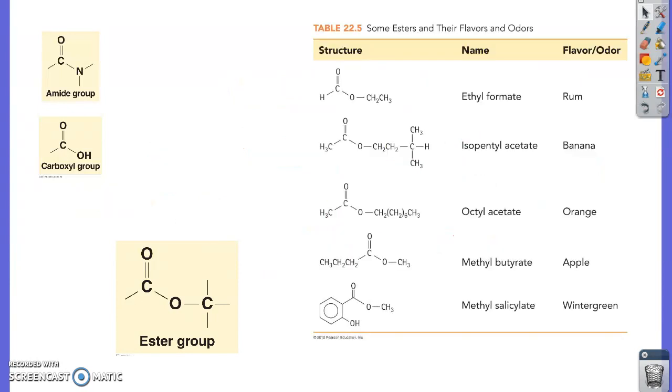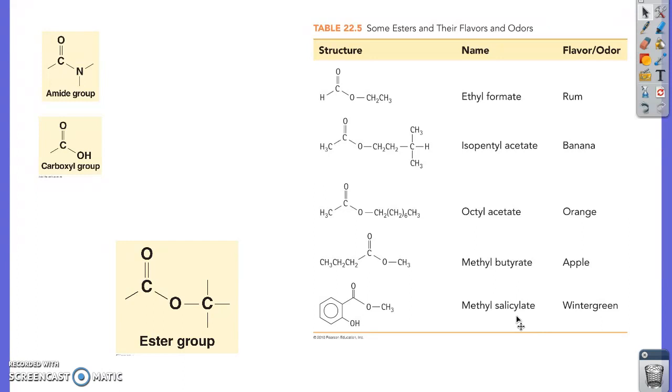Now, this is just a chart that shows the actual formula for these different esters. You see the double bond O and the O that connects them to some more carbons. And then over here, you see what the flavors are. We have ethyl formate, which is like, what? But rum. Isopentyl acetate, so ooh, that's gross, but that's actually banana flavor. And you still might say that's gross, depending if you like that or not. Very strong flavor. Ethyl acetate is orange. Methyl butyrate is apple, and methyl salicylate, which is wintergreen.